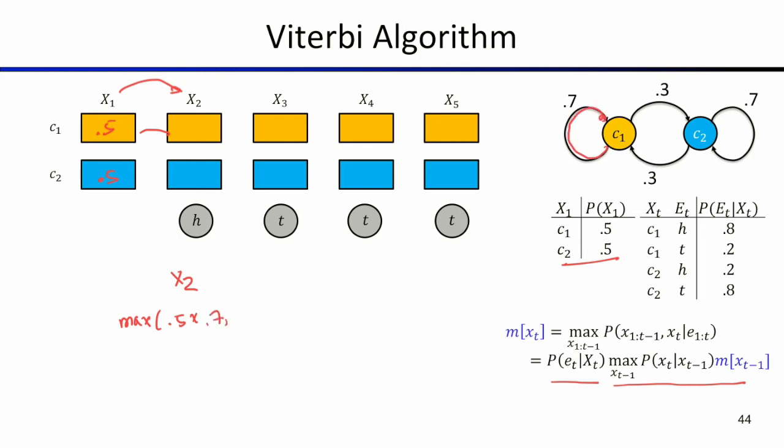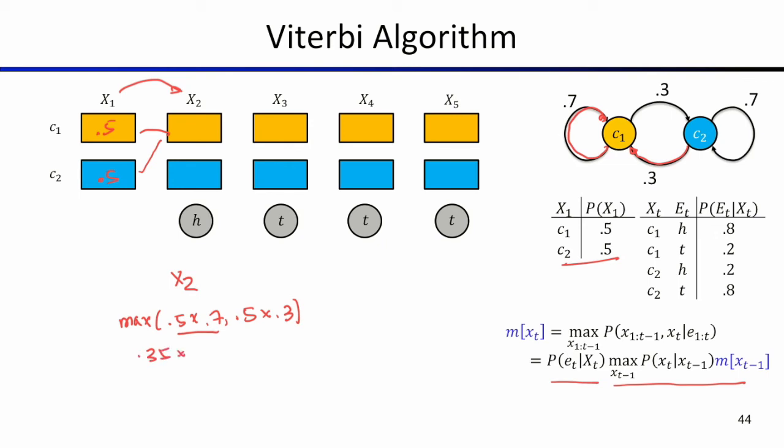This is one possibility. And the other possibility is that we started with the coin C2 and we decided to switch. So in this case, the coin C2 also has 0.5 probability times the probability of switching coin, that is going to be this guy here, coming from C2 and going to C1, and that's going to be 0.3. And we want to take the maximum between these two things, and the maximum is this guy here. So we have 0.5 times 0.7, going to be 0.35.